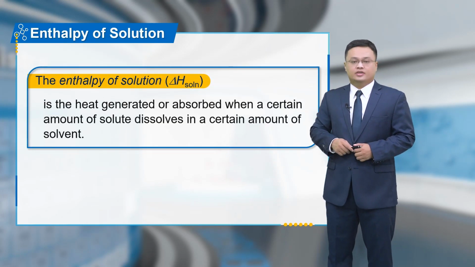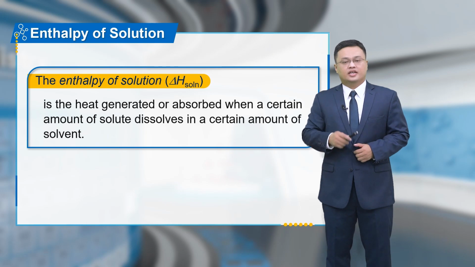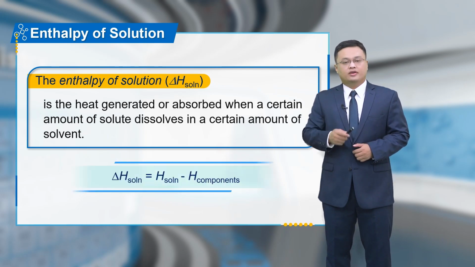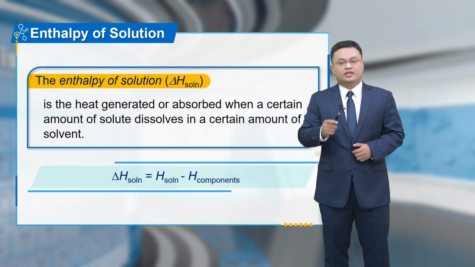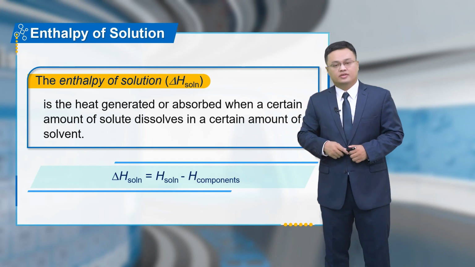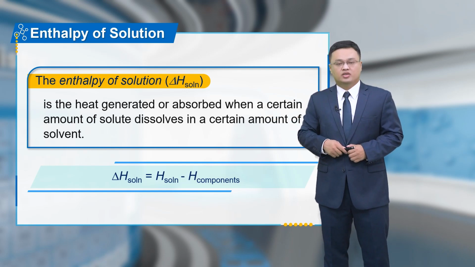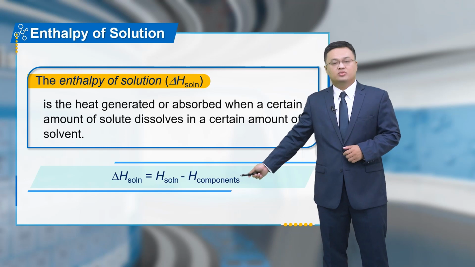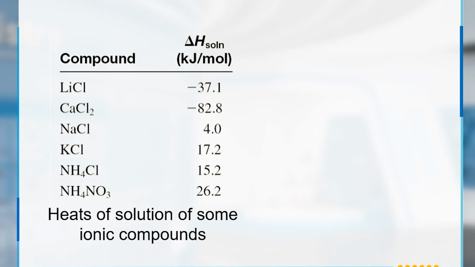By the end of the chapter, the last key term is the enthalpy of solution. The enthalpy of solution is the heat generated or absorbed when a certain amount of solute dissolves in a certain amount of solvent. We can write it down as delta H solution equals H solution minus H component. The enthalpy of solution is actually very useful. Let's take a look at this table for the heats of solution of some ionic compounds. Some delta H solution values are negative, but some of them are positive.